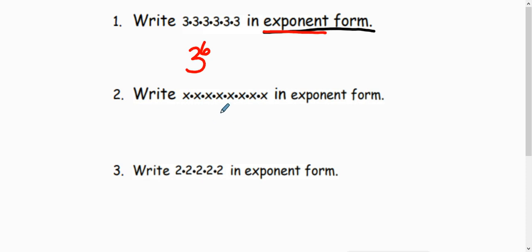Let's look at example 2. What would my base be? X. And what would the exponent be? 1, 2, 3, 4, 5, 6, 7, 8. So my final answer is x to the 8th power.